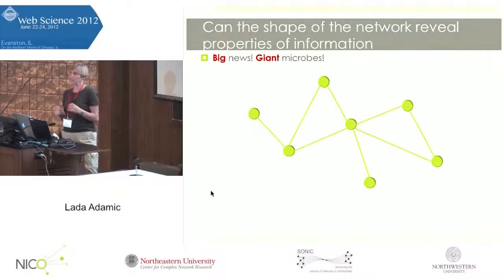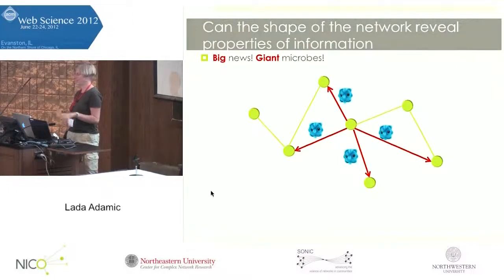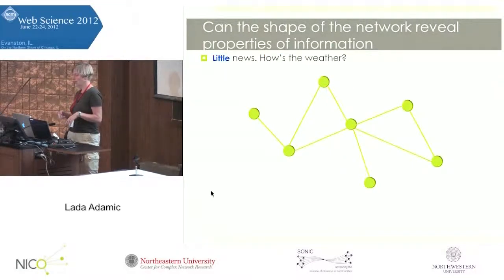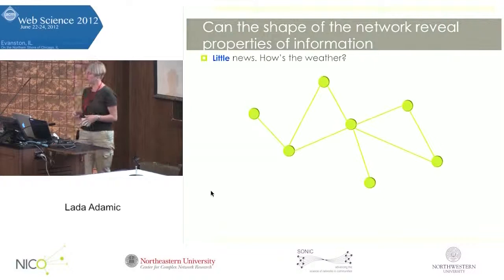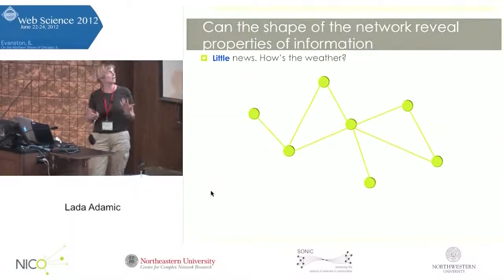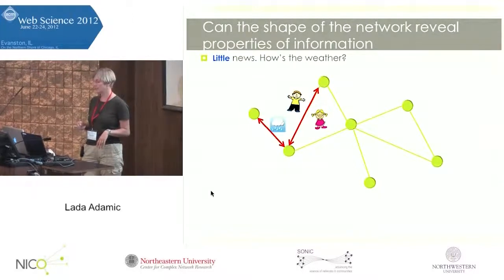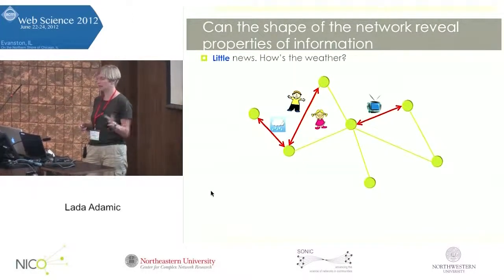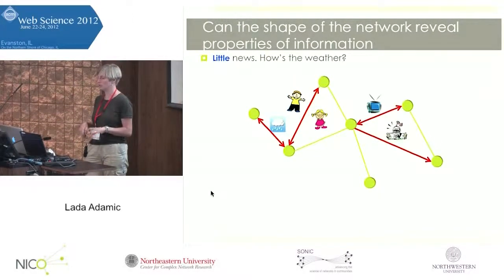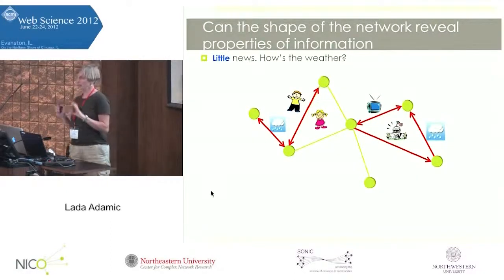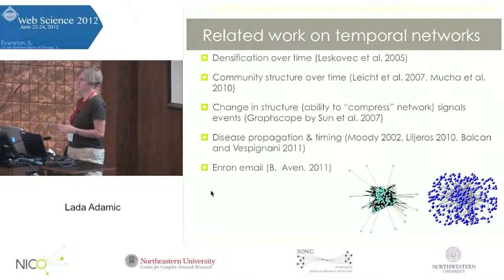So the question is, if there's some big news, hey, they're selling these plush animals that are actually giant microbes, such as the common cold, does that look different from when there's really not much news? So for example, these two people are talking about their kids, and then some others are talking about weather or TV or politics or weather again, right? So simply by looking at the structure, can we tell what's going on?